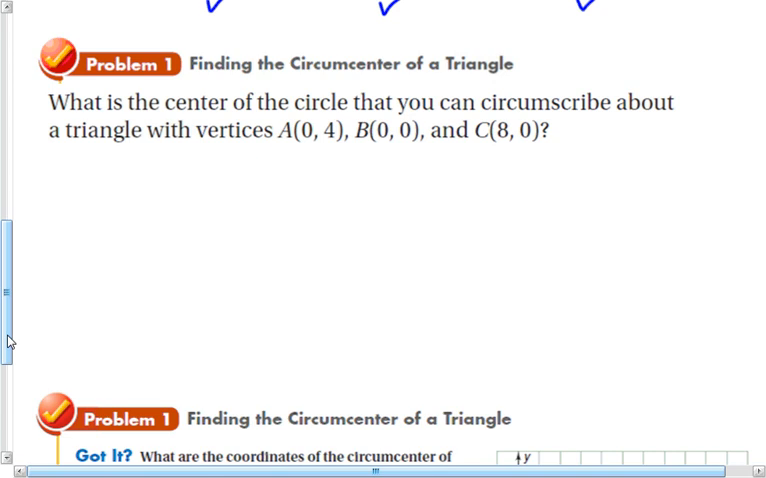So, finding the circumcenter of a triangle. Let's look at this problem here. We have vertices at (0, 4), (0, 0), and (8, 0). We wouldn't need a graph to do this, but I'm going to put up a graph so you can see a little bit better what's going on here.